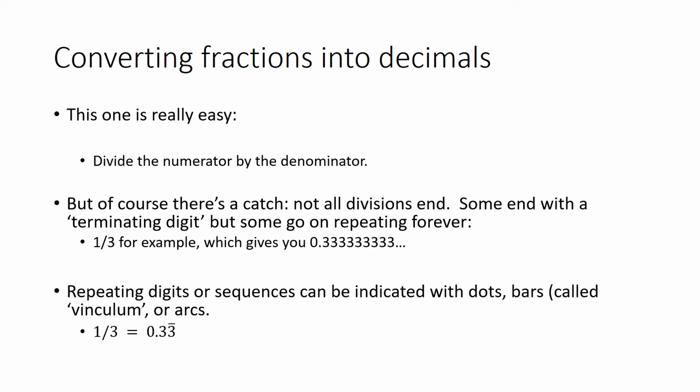A repeating sequence can be indicated by putting a bar over whichever digit or digits repeat, sometimes a dot instead. So that's how you would represent 1 divided by 3 as a decimal.